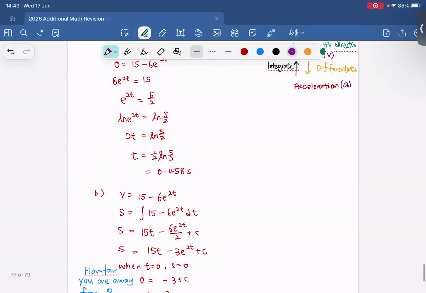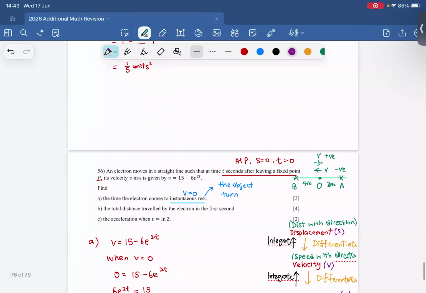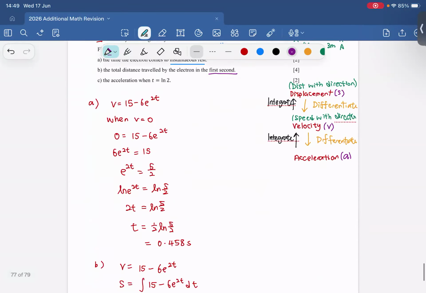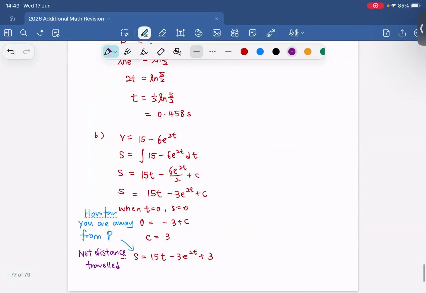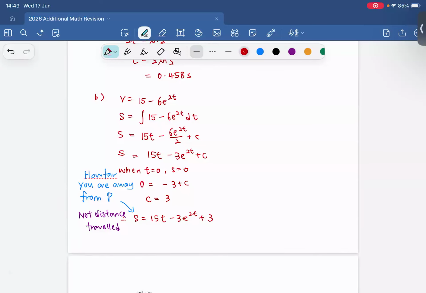Okay, so now we need to find the total distance traveled in the first second. We cannot just substitute t = 1 inside here and say that is the distance traveled. When you substitute t = 1, you are only finding how far the object is. The distance traveled is always affected by the turning point where the object turns, the starting point and the end point. These are the three things that you need to take note of when you find distance traveled.